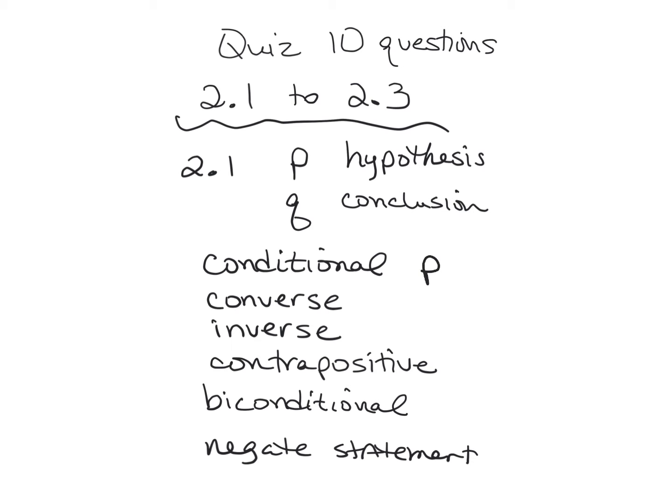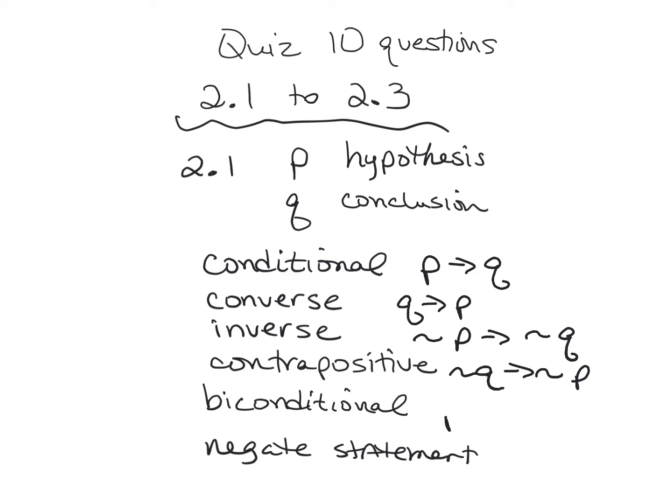For the conditional, it's if P then Q. Converse, you flip. Inverse, you negate. Contrapositive, you flip and negate. Biconditional can go either way. It's the double-headed arrow. So those are the symbols from the 2.1 notes.